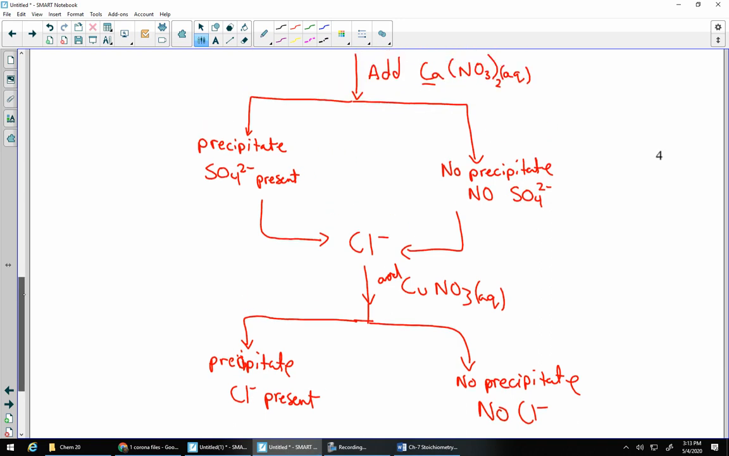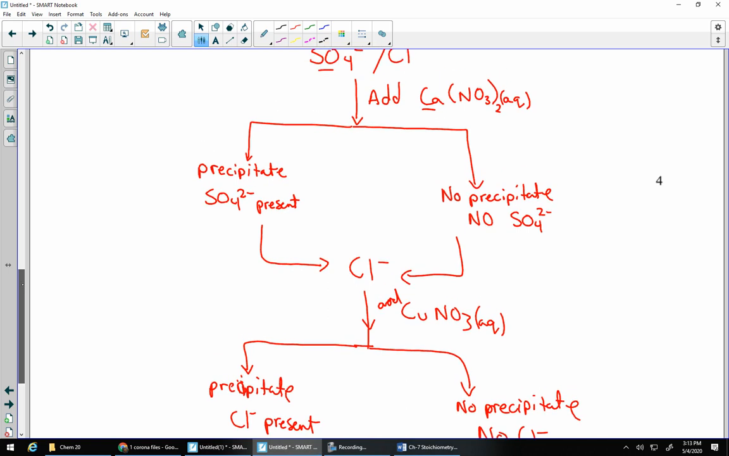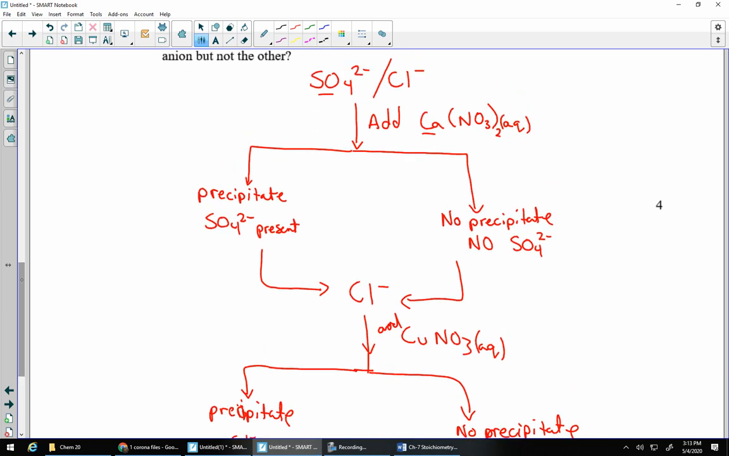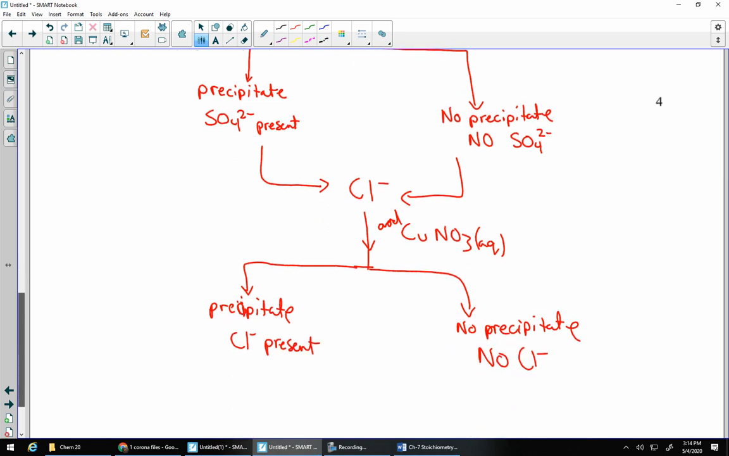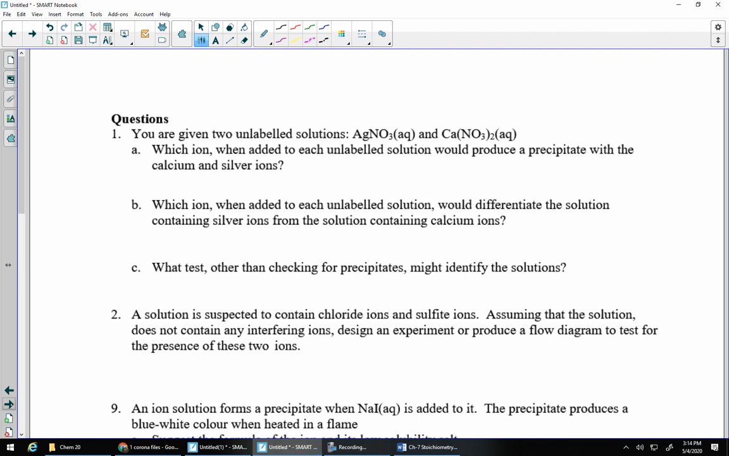Cool. Now, like I kind of mentioned, there was a bunch of different things that we could do as long as it precipitates one thing and not the other. So I randomly started with sulfate and I started with calcium because calcium precipitates sulfate but not chloride. I could have started with chloride and I could have used copper first, right? It doesn't really matter as long as it precipitates one and not the other. So I hope this makes sense for people. There's a little bit of practice for you folks to do. Let's see, I highlighted them here.